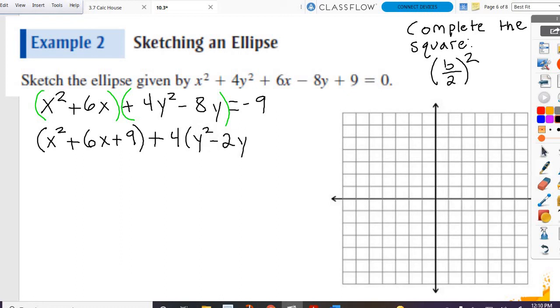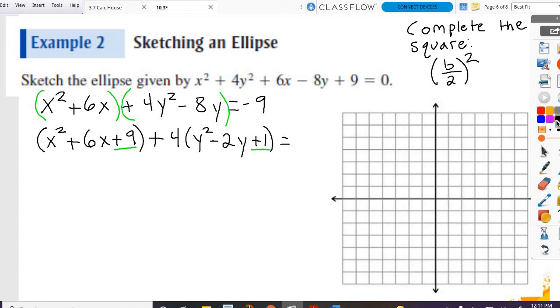So now, what's our b value for our y? -2. So -2 divided by -2 is -1. -1 squared is 1. But am I allowed to just add 9 and 1 because we feel like it?